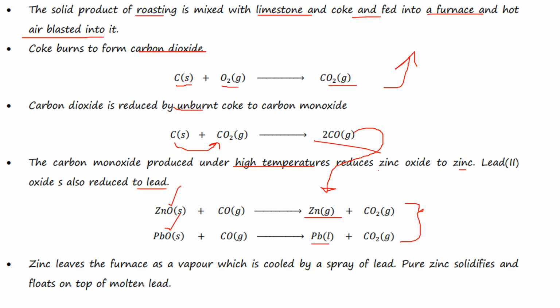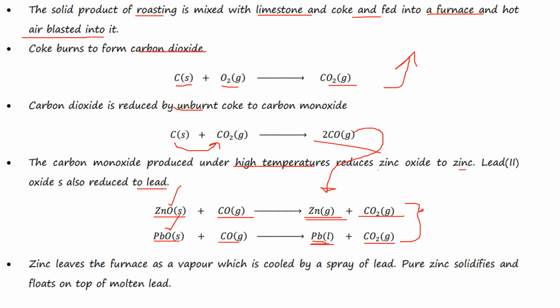So zinc is got as a spray, whereas lead moves to the bottom of the furnace, where it is tapped off or taken off from the furnace because it is not required. So zinc oxide is reduced by carbon monoxide to give you zinc as a gas together with carbon dioxide. But lead, after being reduced by carbon monoxide, gives molten lead together with gaseous carbon dioxide.